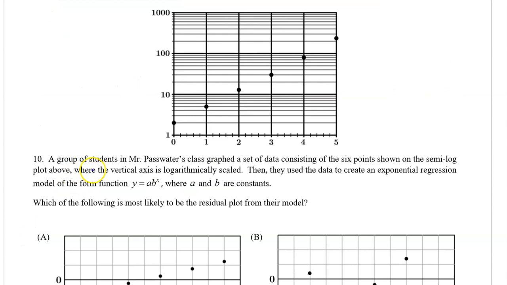Number 10. A group of students in Mr. Passwater's class graphed a set of data consisting of the 6 points shown on the semi-log plot above, where the vertical axis is logarithmically scaled. Then they used the data to create an exponential regression model of the form y equals a times b to the x power, where a and b are constants. Which of the following is most likely to be the residual plot from their model?